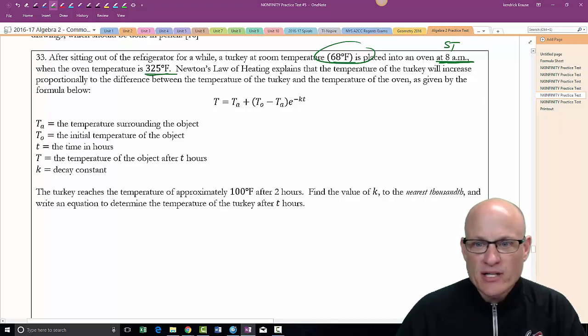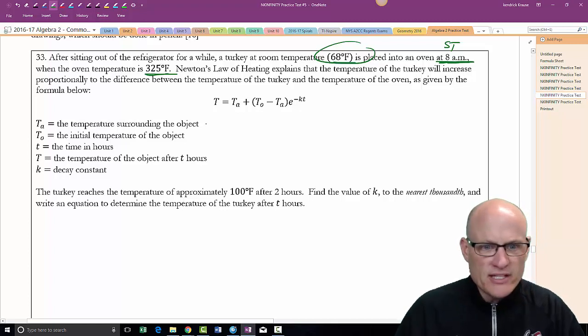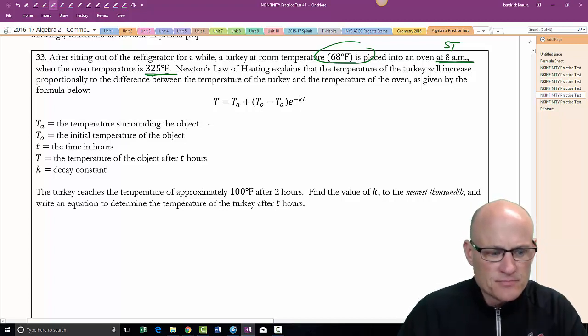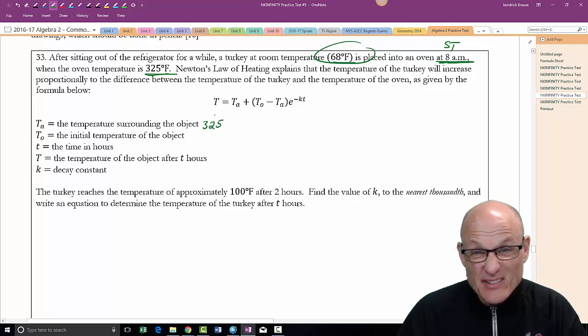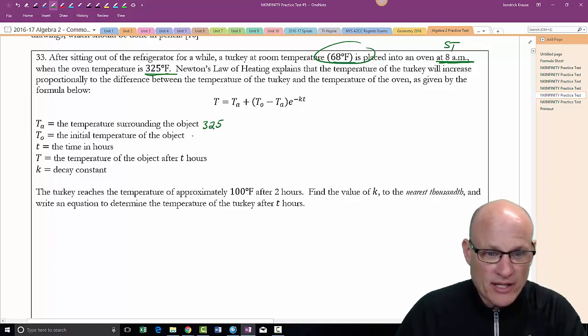Newton's law of heat explains that the temperature of the turkey will increase proportionally to the difference between the temperature, blah, blah, blah. The temperature surrounding the object is TA. I'm going to guess TA is the 325, because if you put it in an oven, that's the temperature around the thing. The initial temperature of the object, well, that's 68 degrees. The time in hours.